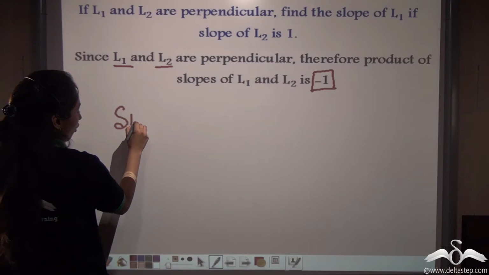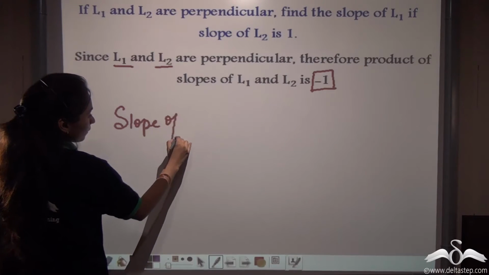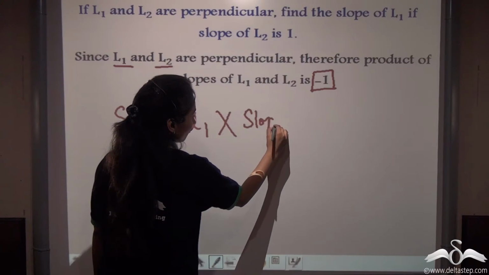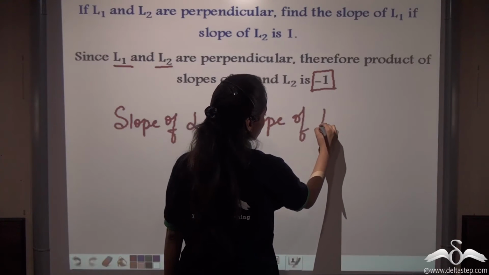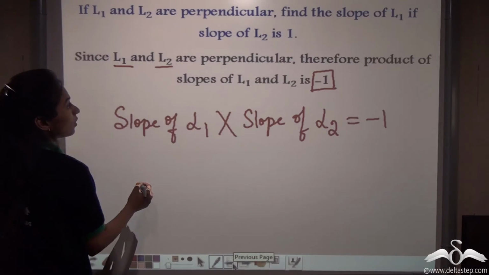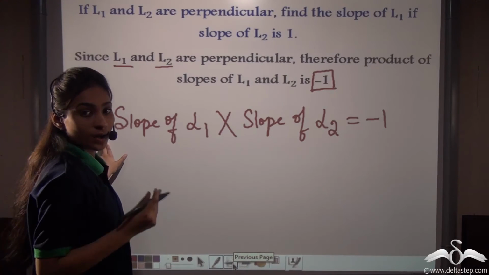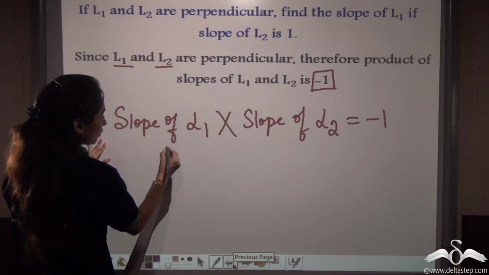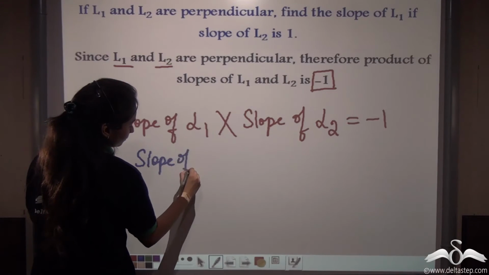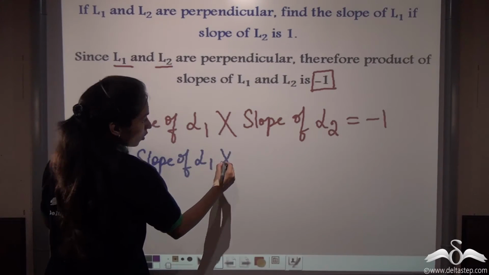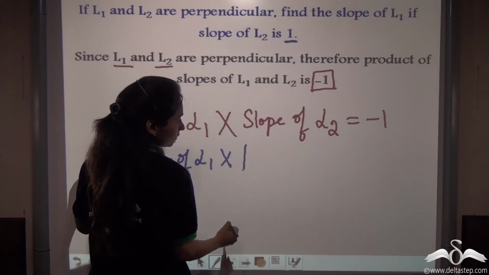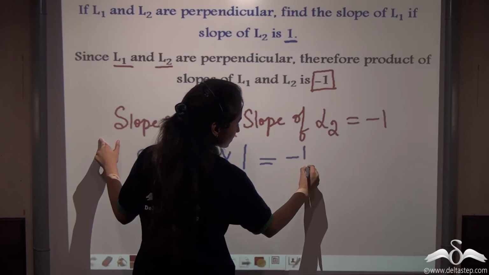So the slope of L1 into slope of L2 will give us minus 1. What is the slope of L1? That is missing. We have to take it out. So let us keep it as slope of L1 into, what is the slope of L2? It is given as 1. So slope of L1 into 1 is equal to minus 1.